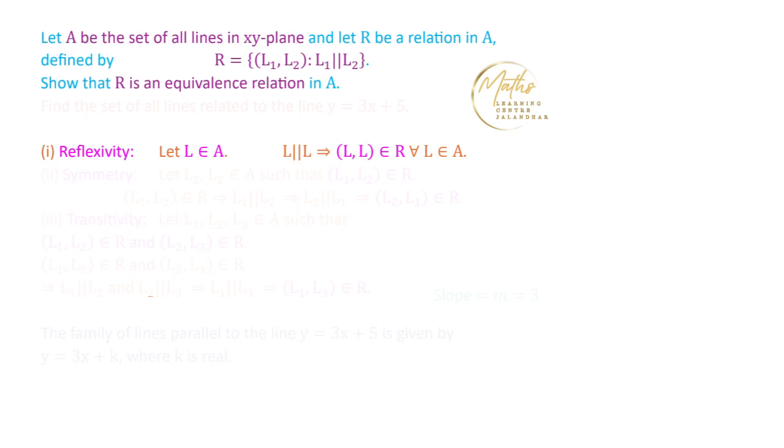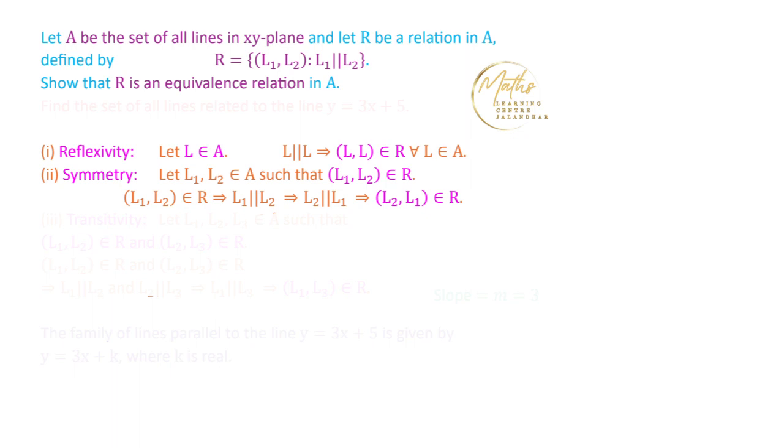For symmetry, we are using the fact that if L1 is parallel to L2, then the second line L2 is also parallel to L1. So this implies that if L1 and L2 are related, then L2 and L1 are also related. This just means that if the first line is parallel to the second, then the second line is also parallel to the first line.